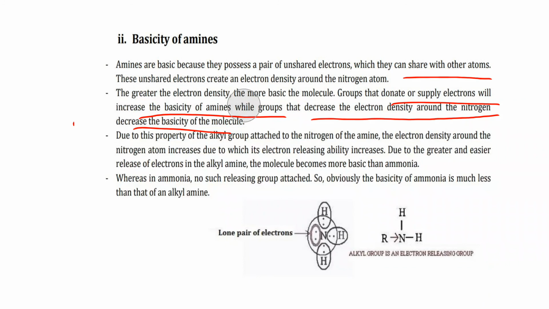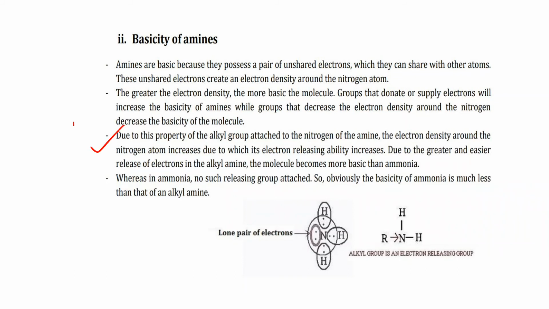Understand? Greater the electron density, the more basic the molecule, but decreasing the electron density around the nitrogen decreases the basicity of the molecule. Due to the property of the alkyl group attached to the nitrogen of the amine, the electron density around the nitrogen atom increases, due to which its electron releasing ability increases.